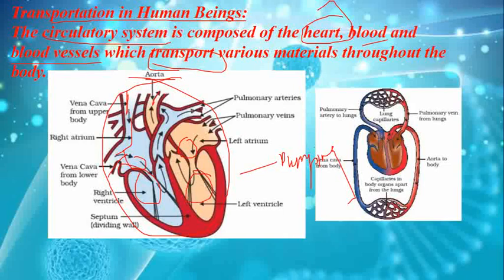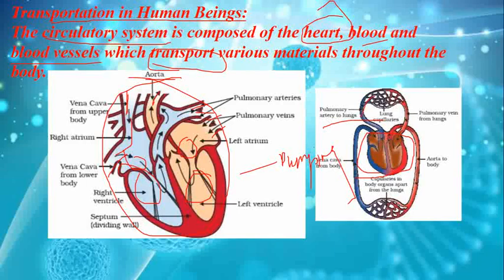As you can observe here, there are two tube-like structures passing. What are these? These are the pulmonary arteries and pulmonary veins. What is the function of these? We will study later. The heart is also associated with the lungs. How does the transportation take place through the lungs? We will study later. First you can observe the parts.